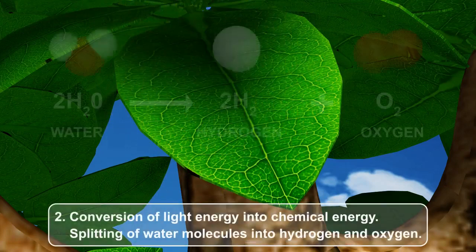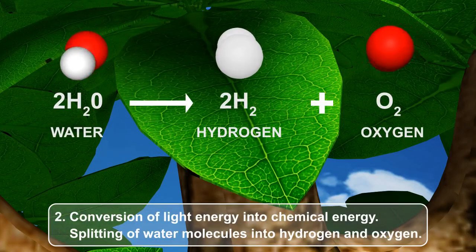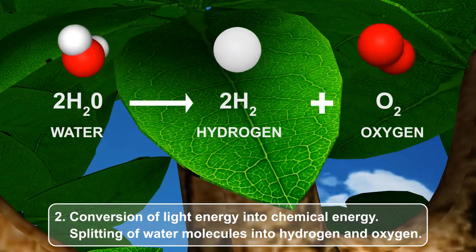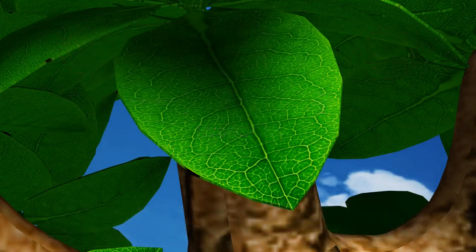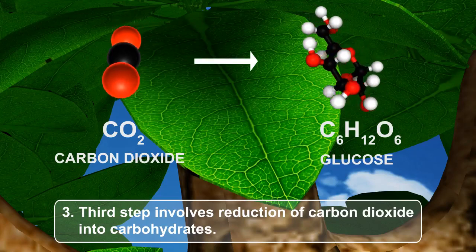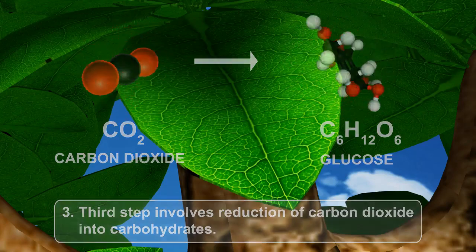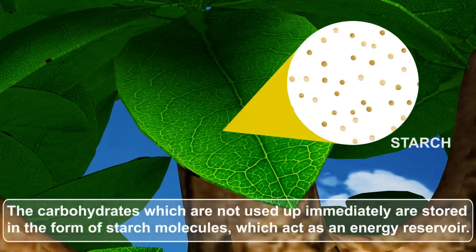Second step involves conversion of light energy into chemical energy and splitting of water molecules into hydrogen and oxygen. Third step involves reduction of carbon dioxide into carbohydrates. The carbohydrates, which are not used up immediately, are stored in the form of starch molecules, which act as an energy reservoir.